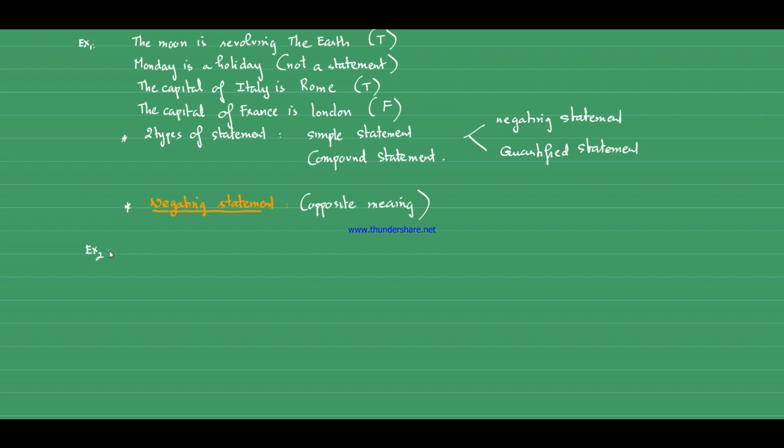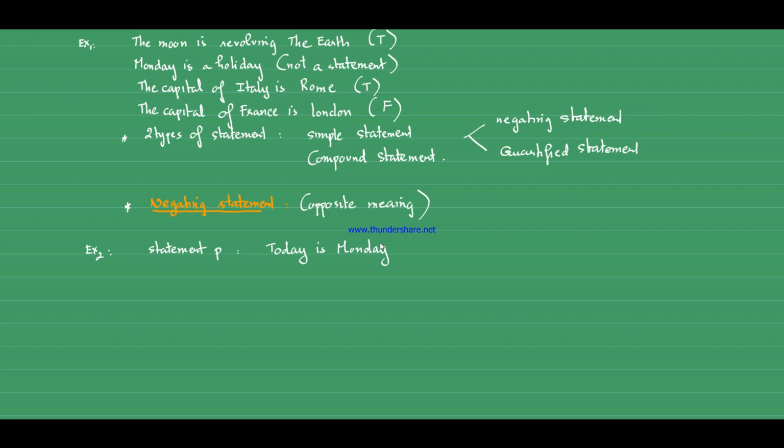Example number 2. What if I have a statement like this? I have a statement P, and I say that P over here represents the following statement: today is Monday. Again, I don't know whether this is true or false, but I have a statement like that, and I want to negate this statement.